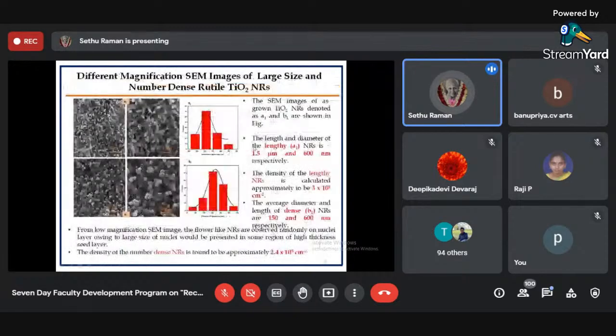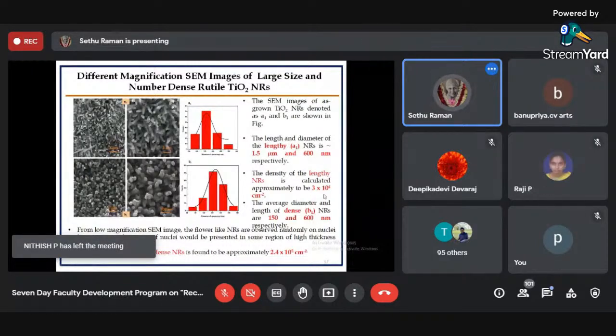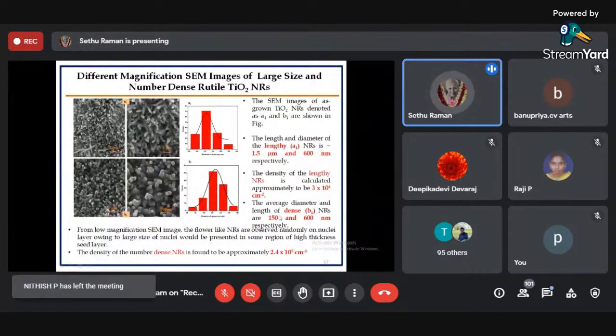From the SEM images, the length and diameter of the lengthy nanorods we have calculated are about 1.5 micrometer and 600 nanometer. The density of the lengthy nanorods is about 3 times 10 to the power of 4 per centimeter square. The average diameter and length of the number-dense nanorods are about 150 and 600 nanometer. The length of the lengthy nanorods is 1.5 micrometer, but here the length is about 150 nanometer.